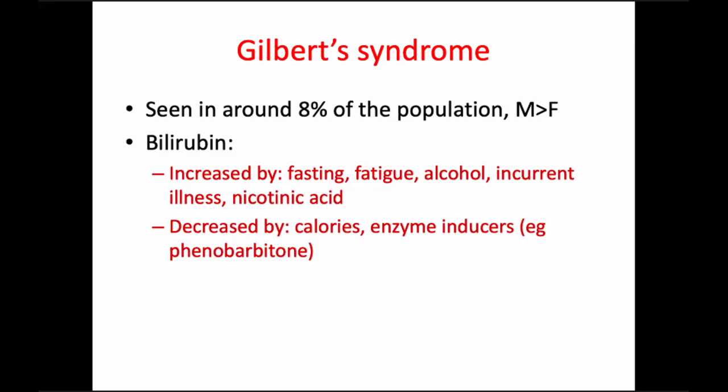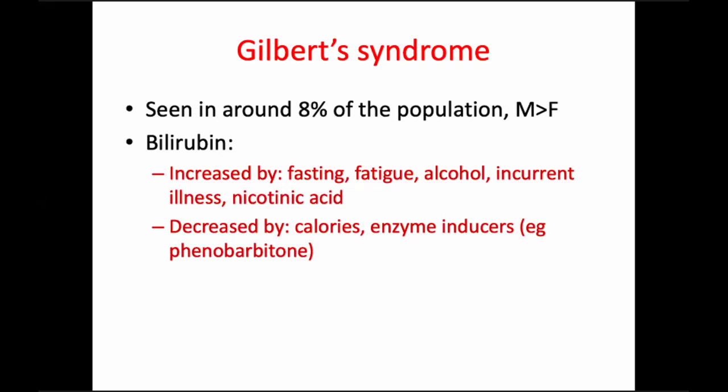So here the bilirubin is increased by fasting, fatigue, alcohol, intercurrent illnesses like febrile illnesses, and by taking a medication called nicotinic acid, which is sometimes given for dyslipidemias. It is decreased by taking calories, the opposite of fasting, or by enzyme inducers, especially phenobarbital. This condition often happens during intercurrent illnesses or fasting. The patient becomes yellowish in the eyes, and after the patient eats something, it goes away. Or after the patient recovers from the acute illness, the yellowness goes away. So it's a very temporary thing, and they hardly ever come to you.